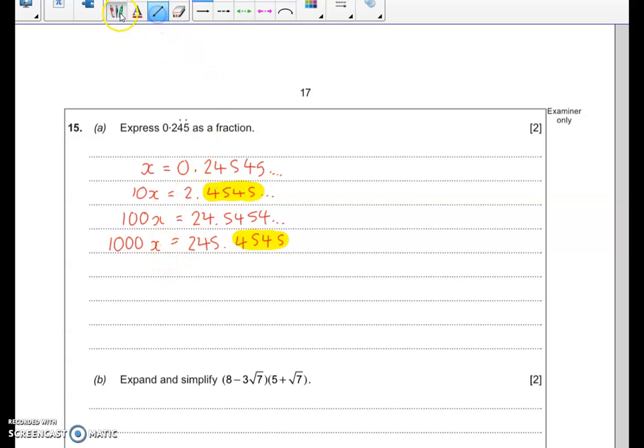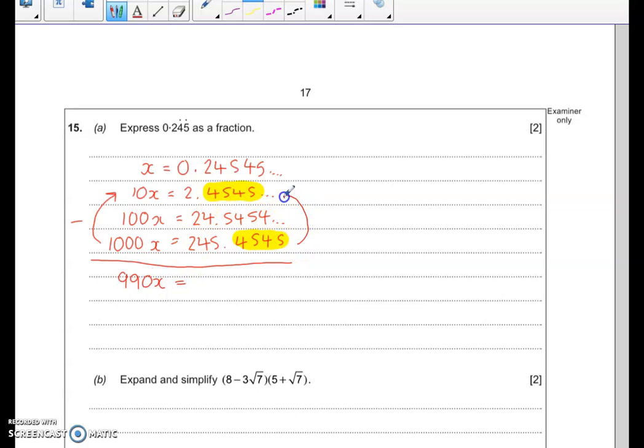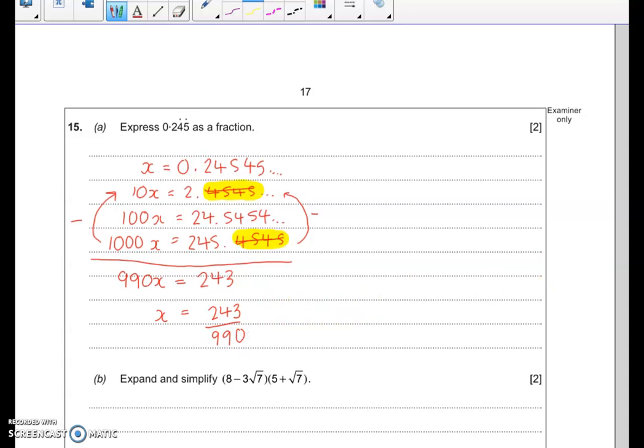Once you've got two matching rows, then you need to take the two rows away from each other. So it's 1000x take away 10x, so on the left we've got 990x. On the right these cancel out, leaving us with 245 take away 2, which is 243. And then the last job is to turn it back into a fraction with x on its own, so x equals 243 over 990, no need to simplify.